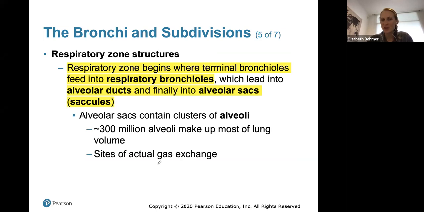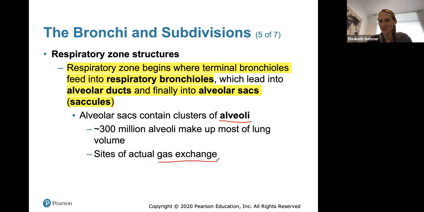So the respiratory zone begins where the terminal bronchioles end. Our terminal bronchioles are the last piece of our conducting zone structures. They will feed into respiratory bronchioles, and these will be the start of your respiratory zone structures. So the respiratory bronchioles lead into alveolar ducts, and finally into alveolar sacs, which contain clusters of alveoli, which is where gas exchange occurs.